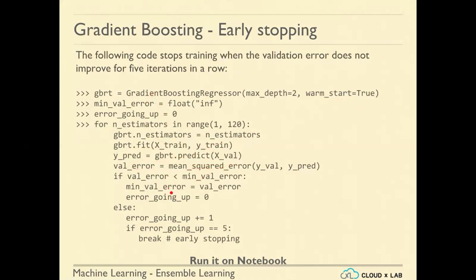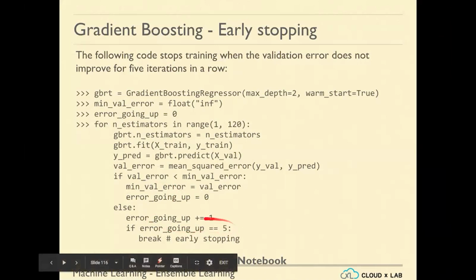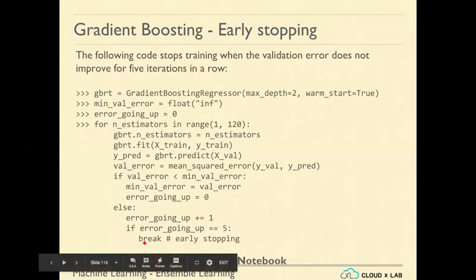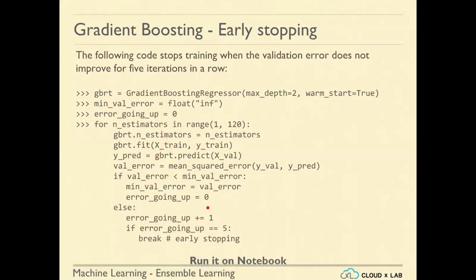The important part to understand is that this error_going_up flag is what we are tracking. If error_going_up becomes 5, that is, it goes beyond 5 times the number of times the error has gone up, we break. So what we are doing here is progressively training the gradient boosting first on one estimator, then two, then three, then four, and so on. And this one is incrementally learning instead of training everything from the beginning.